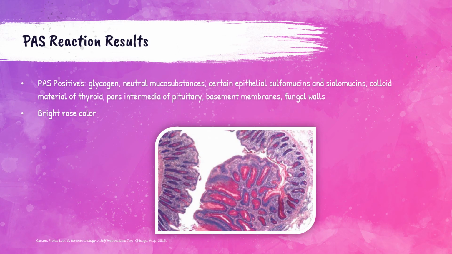A PAS positive result will show a bright rose color, as you can see in this photo on this slide. So this is a colon section with a small polyp that is stained with the PAS reaction and then counterstained with hematoxylin. That bright rose color, honestly kind of like the color of these slides themselves, shows a positive PAS reaction. Glycogen, neutral mucosubstances, certain epithelial sulfomucins and sialomucins, colloid material of the thyroid, the pars intermedia of the pituitary gland, basement membranes, fungal walls, all of these are considered PAS reaction positive.